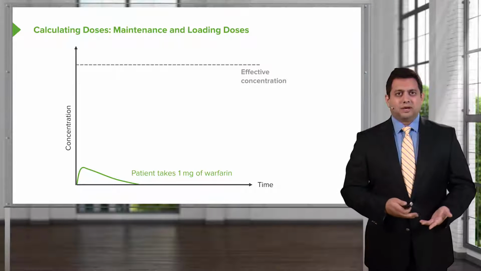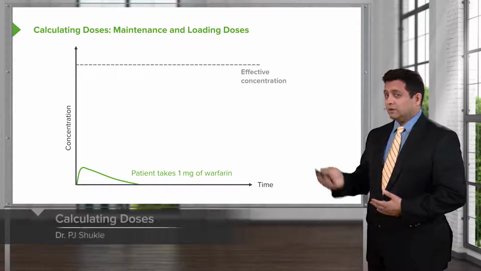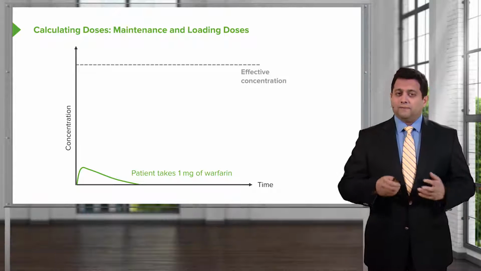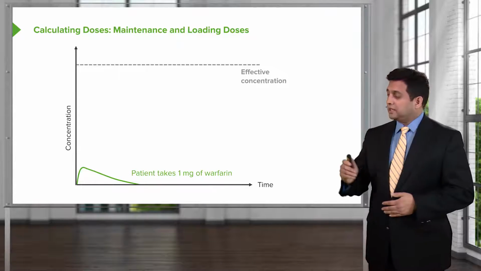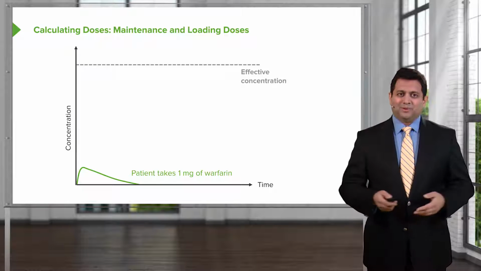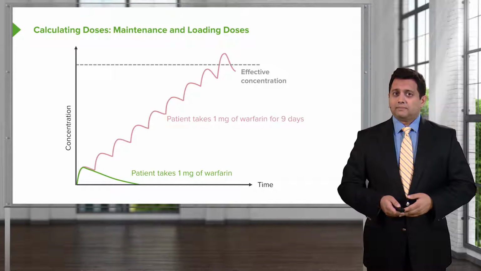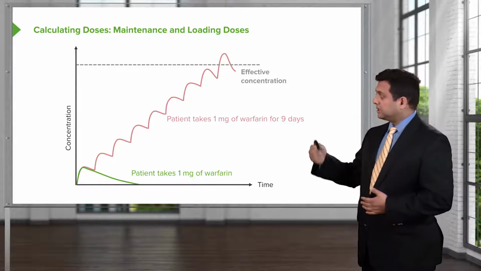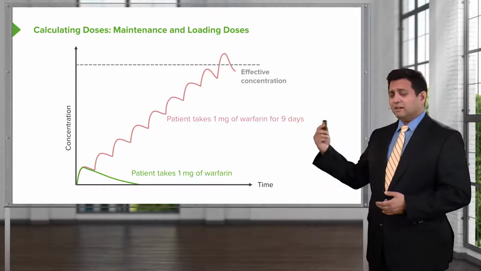Let's talk about the concept of maintenance and loading doses. Let's use an example of warfarin. Warfarin is a drug that requires very close monitoring of therapeutic levels. Here's a patient who takes 1 milligram of warfarin. Clearly, 1 milligram is not going to cut it for this patient, so we need to give him more every day. If he takes 1 milligram every single day for 9 days, eventually we will get to the effective concentration that we want. But that seems like a long time.